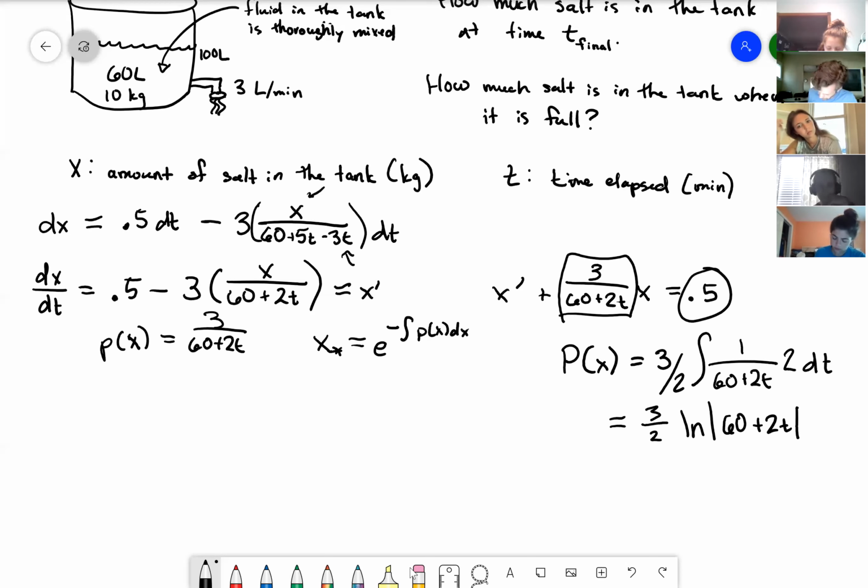Okay. So when I put this into my homogeneous solution, let me just check my notes to make sure I didn't mess anything up at this point. Nope, still good. So when I put this into here, I get e to the 3 halves natural log of the absolute value of 60 plus 2t. Oh, at this point, we can go ahead and say what our stationary solution is.